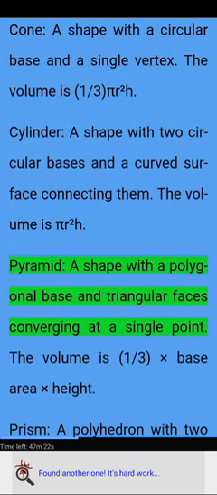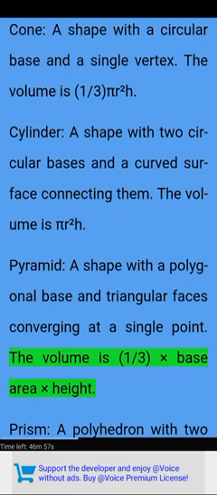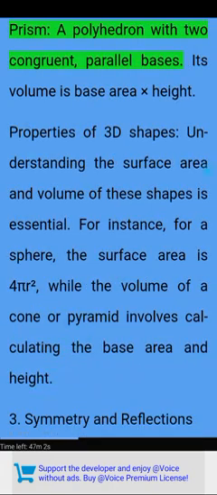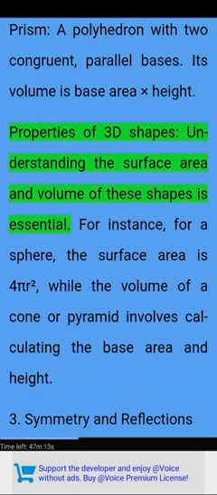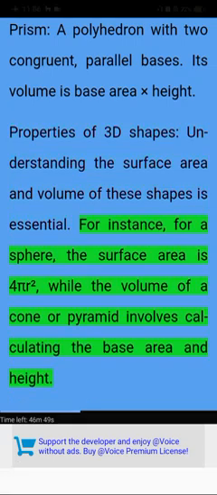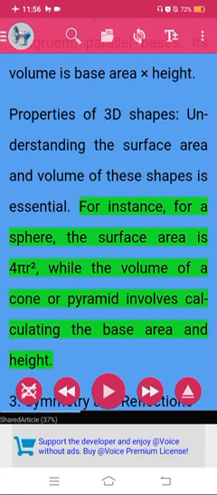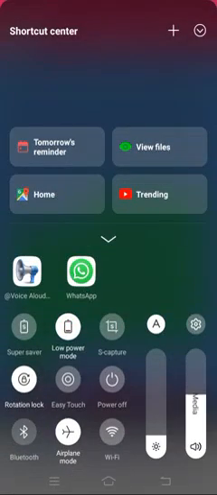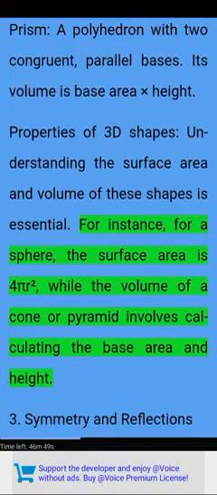Pyramid. A shape with a polygonal base and triangular faces converging at a single point. The volume is 1/3 times base area times height. Prism. A polyhedron with 2 congruent, parallel bases. Its volume is base area times height. Properties of 3D shapes. Understanding the surface area and volume of these shapes is essential. For instance, for a sphere, the surface area is 4 pi r squared, while the volume of a cone or pyramid involves calculating the base area and height.